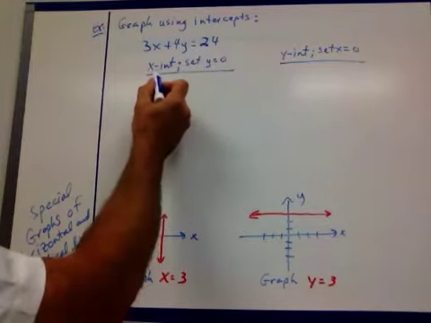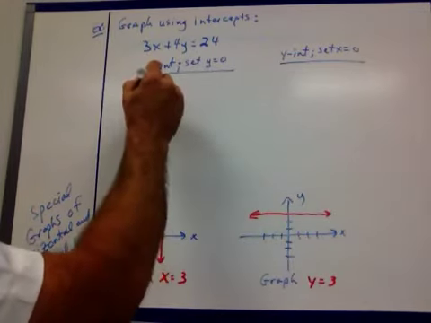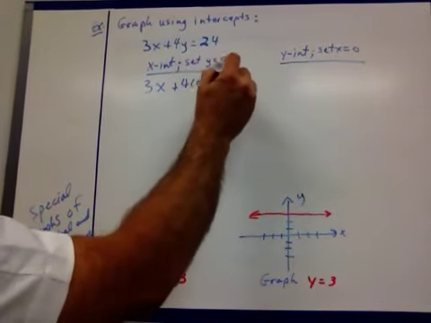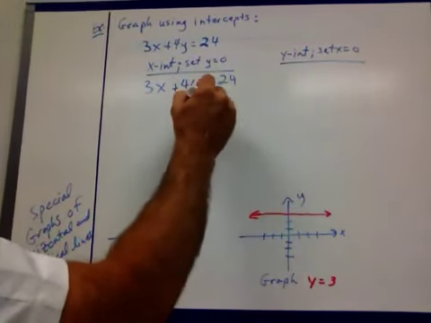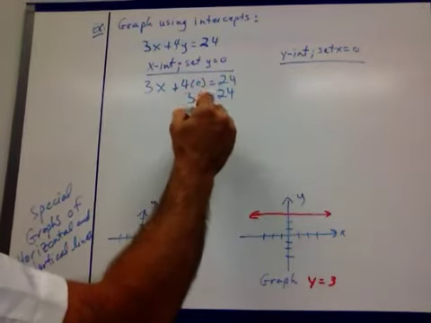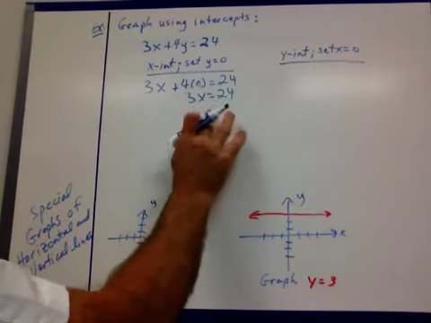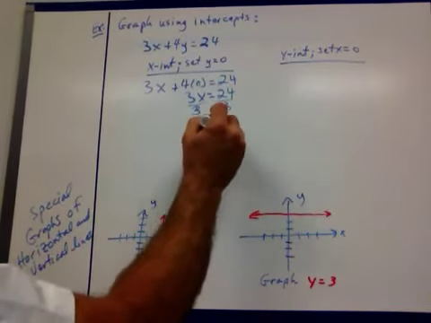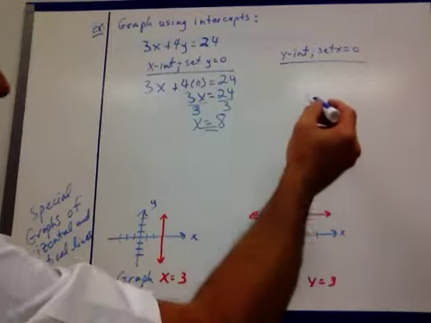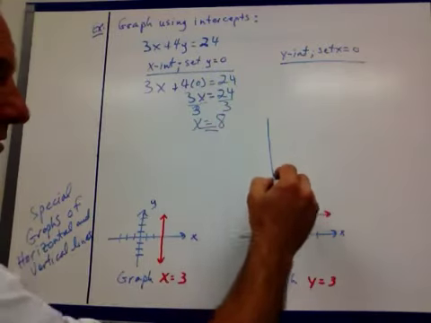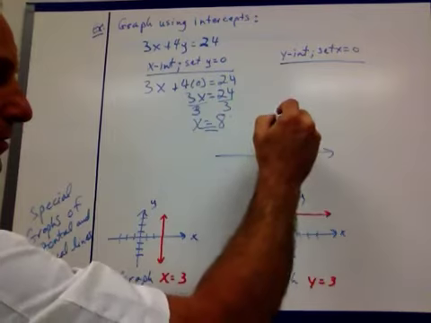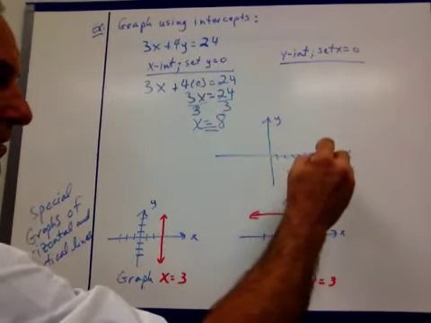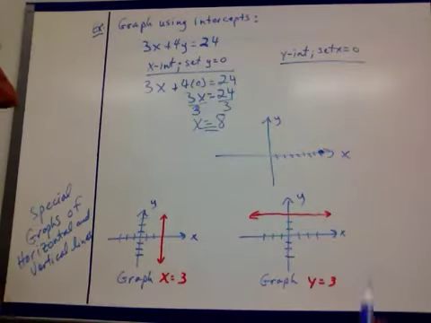If I'm looking for the x-intercept, I make y 0. So I get 3x plus 4 times 0 equals 24. That cancels out. Divide the 3 out, so I get x equal to 8. So I'm going to cross 1, 2, 3, 4, 5, 6, 7, 8. There's my x-intercept.